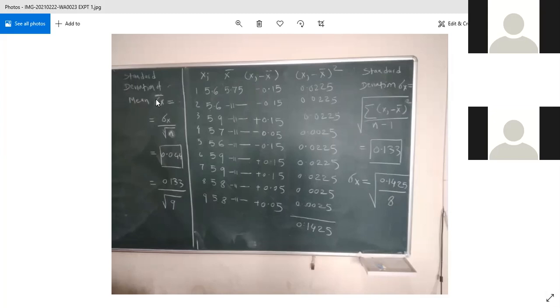For the standard deviation of the mean, sigma x bar, sigma x is what we calculated here. Divide by the square root of 9. Total we have taken 9 readings, so the square root of 9 is 3. So 0.133 divided by 3, you get 0.044. Have you understood everything?